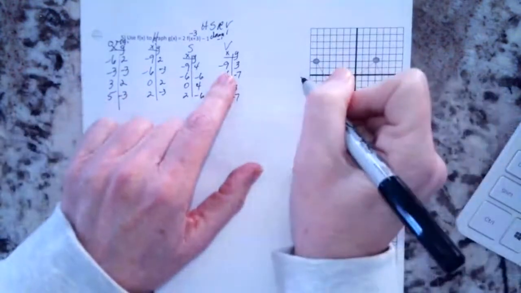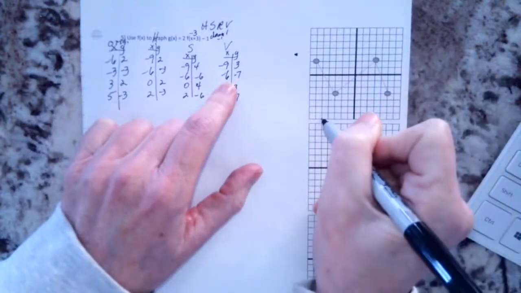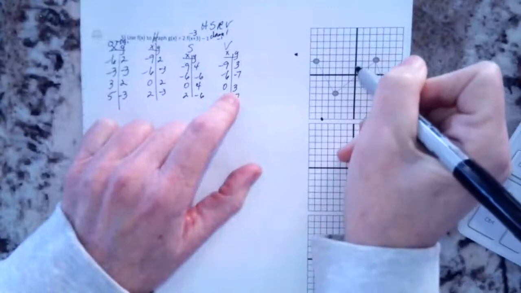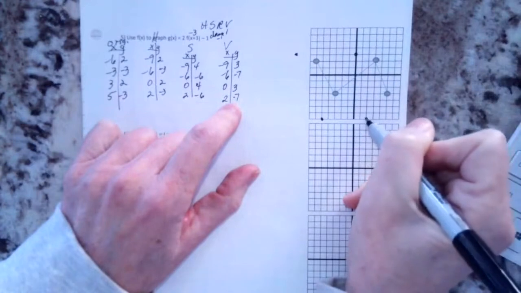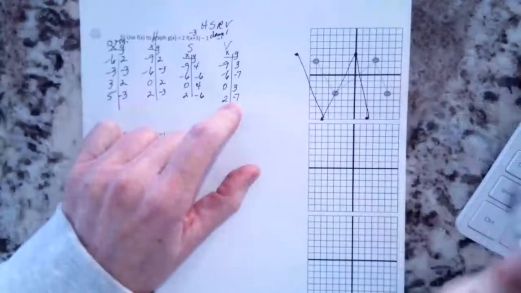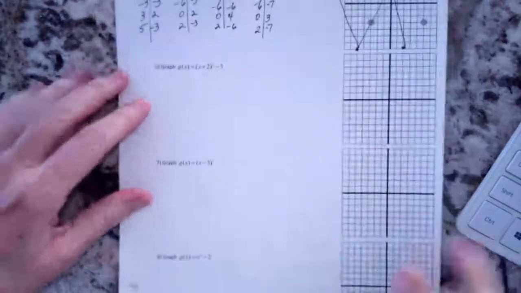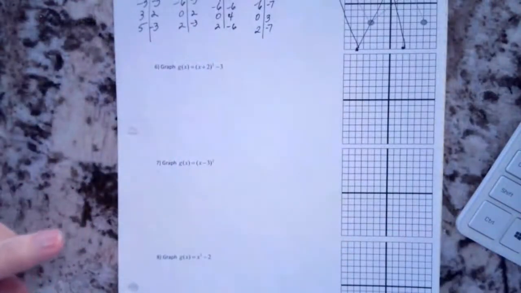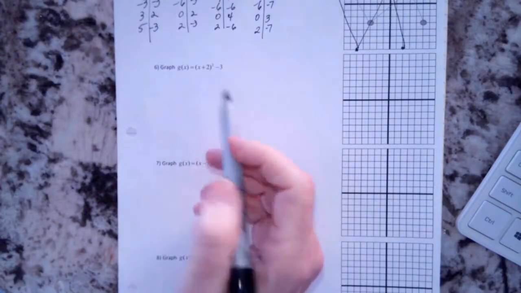Okay, so -9, 3, that's out here somewhere. -6, -7, 0, 3, and 2, -7. So we end up with that. All right, let's start graphing. This begins what we will be doing in this class primarily. You'll have a few like this, but the rest of this test, the rest of this unit will be on parent shapes and shifting them around.